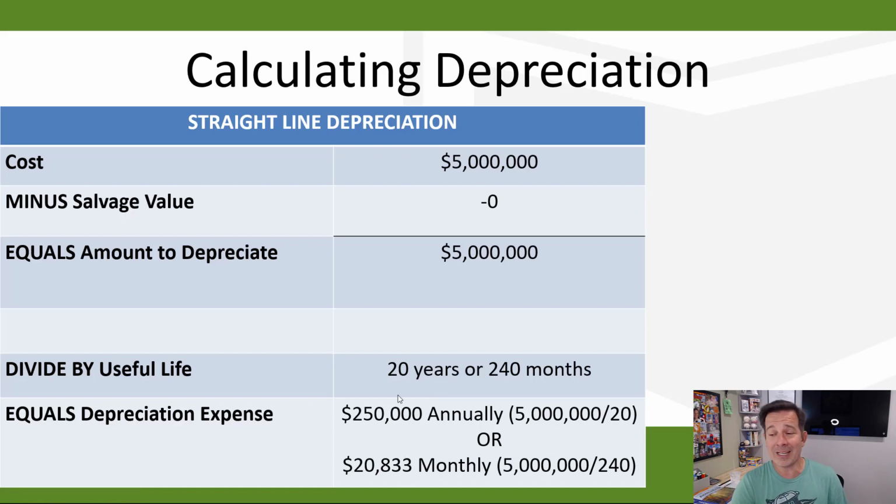Pretty simple, right? And that honestly is why straight line methodology is the most popular, because it's easy to figure out and it's easy to apply. We're taking the exact same amount of depreciation every single period. Straight line, same number all the way through.